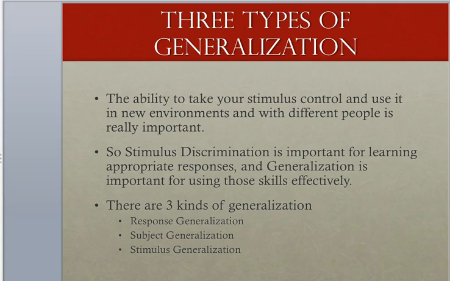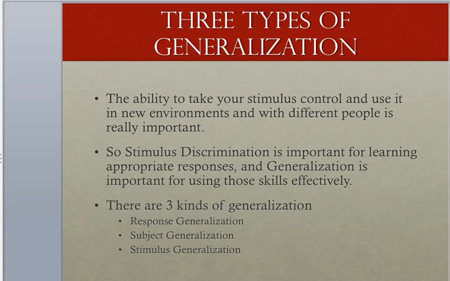So the ability to take your stimulus control and use it in new environments and with different people is really important. So being able to use what you've learned in other places. So stimulus discrimination is important for learning specific behaviors that go with specific kinds of stimuli. And generalization is important so that we can use those skills effectively when we find ourselves in situations with similar stimuli. So in terms of generalization, there are three kinds of generalization.